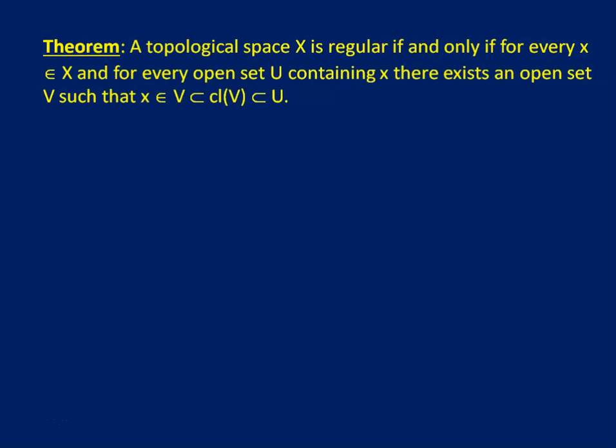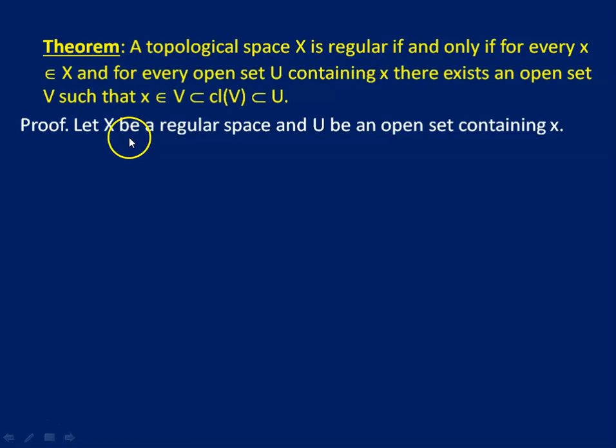Here we have a theorem, rather a characterization of regularity. A topological space X is regular if and only if for every x in X and for every open set U containing x, there exists an open set V such that x belongs to V, which is a subset of the closure of V, and this closure of V is a subset of U. That is, there exists another open set V which contains the point x, and the closure of V is a subset of the open set U. This is both ways, so this becomes a characterization of regularity.